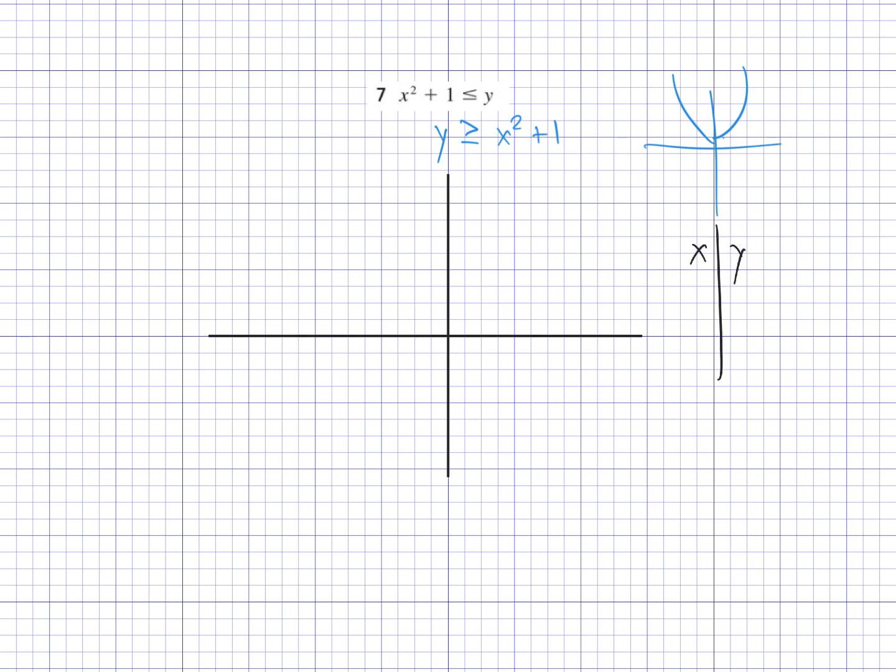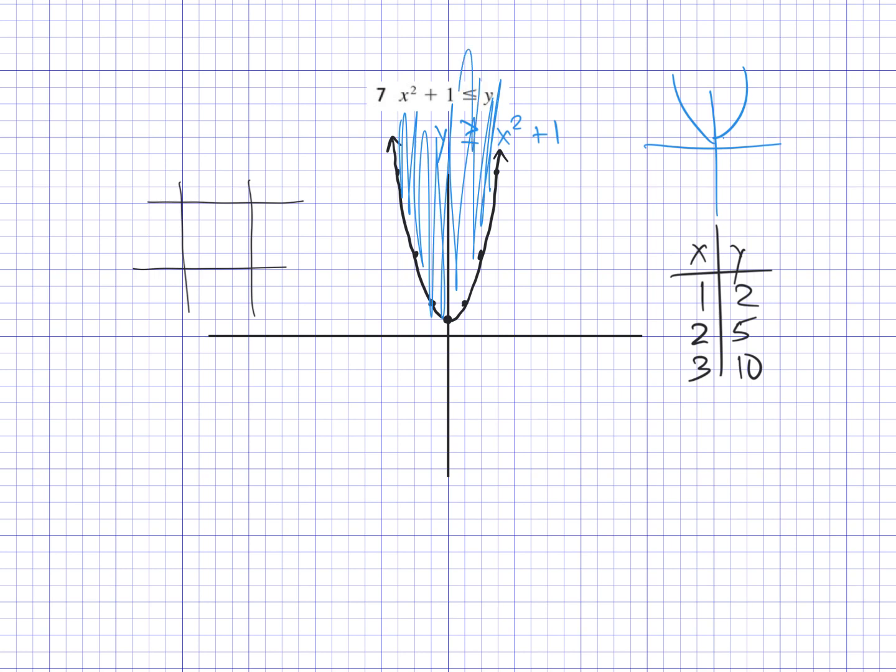And again, if you want to put some values here, we know that there's an equal sign, so it's a closed dot. So when x is 1, 1 squared is 1, plus 1 is 2. And it's symmetrical, and for 2, that's 4 plus 1 is 5. And 3, 9 plus 1 is 10. I don't know if you can tell, but these grids are by 4s, so you can do a quick count of where everything's at. Now again, it's greater than, so it's going to be above the line. So we are shading everything above the line here, all the way up to infinity.